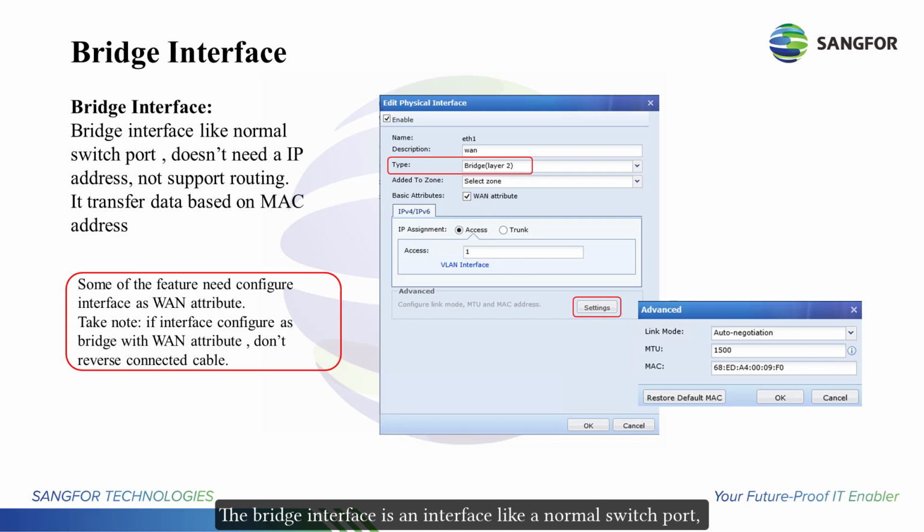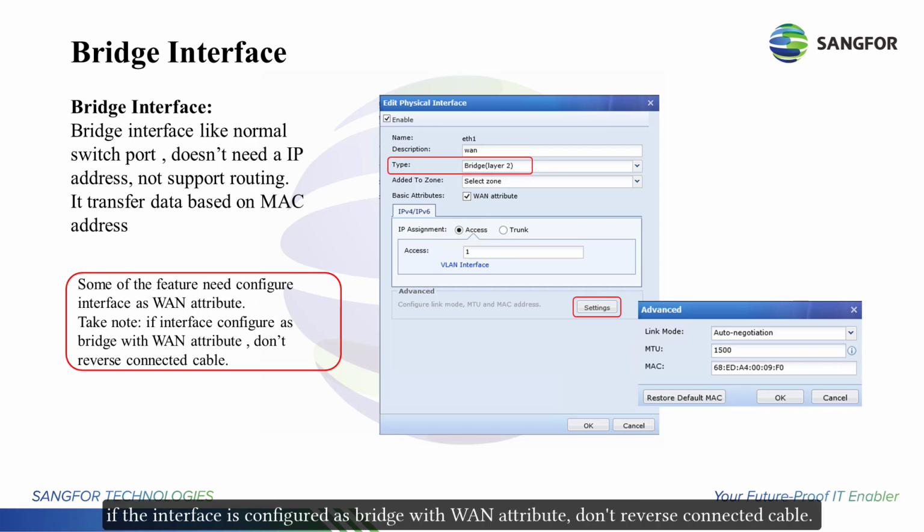The bridge interface is an interface like a normal switch port. IP address is not needed as routing is not supported. Data is transferred based on MAC address here. Some of the features would require interface as one attribute. However, if the interface is configured as bridge with one attribute, don't reverse the connected cable. Under Advanced Settings is to configure link mode, MTU and MAC address.